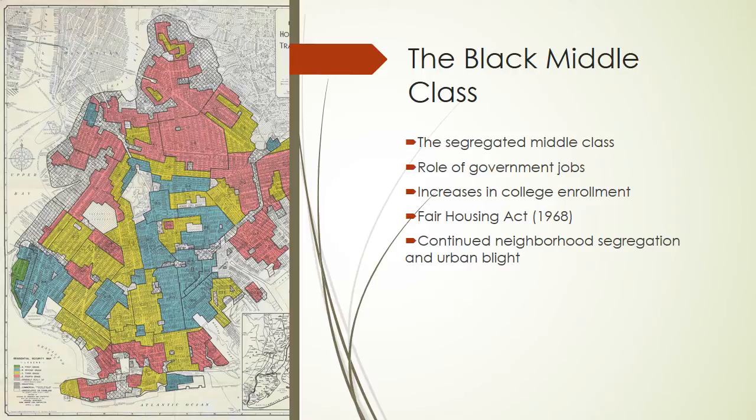By the year 2000, 1/3 of all African Americans lived in the suburbs. However, the majority of African Americans, even black suburbanites, lived in all black neighborhoods.